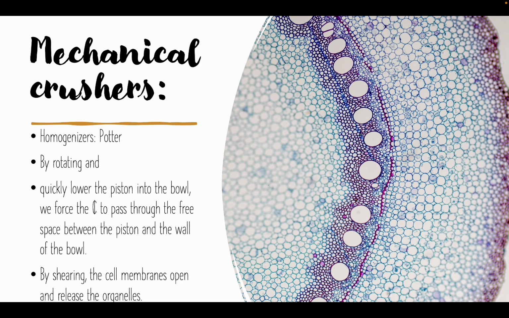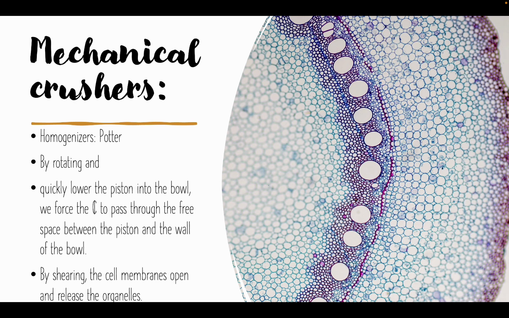Now let's move on to mechanical crushers or mechanical grinders. Mechanical grinders, like the potter homogenizers, work by forcefully making cells move through a narrow space. How does it work? There is a tube with a piston. We quickly move the piston up and down in the tube. This makes the cells go through a small gap between the piston and the tube's wall.